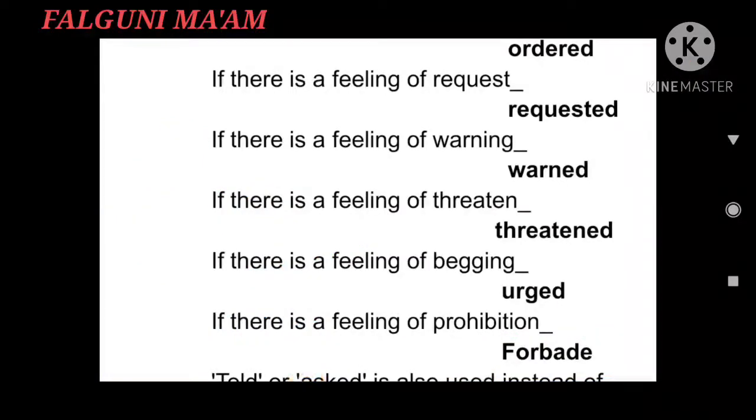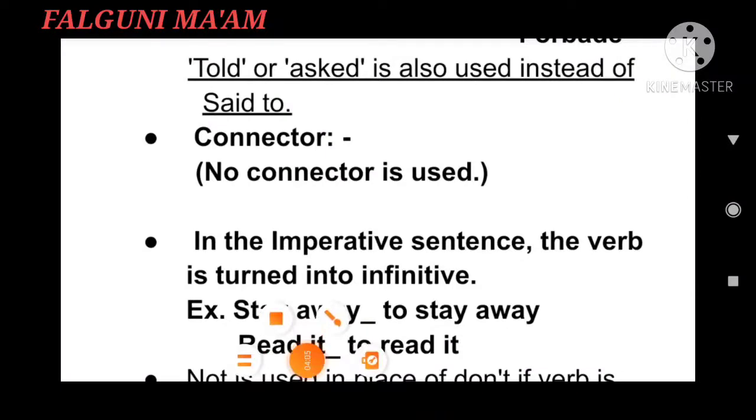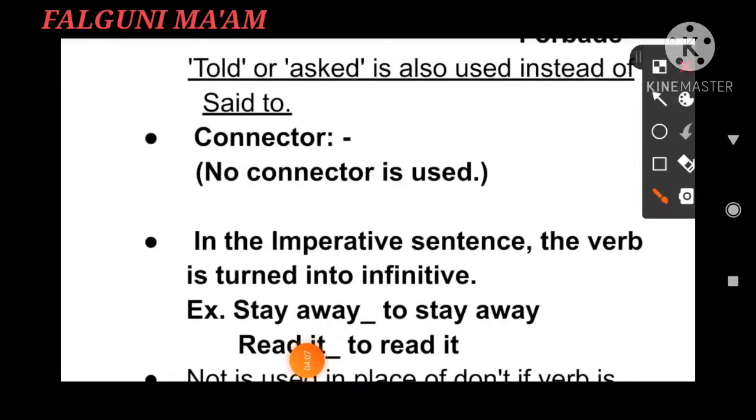Now, next one is told or asked, also used instead of said to. When we are not clear about the feeling of the sentence, that is, order, threaten, request, warn, urge, that time we can use told or asked. Okay. Connector: no connector is used in imperative sentence.